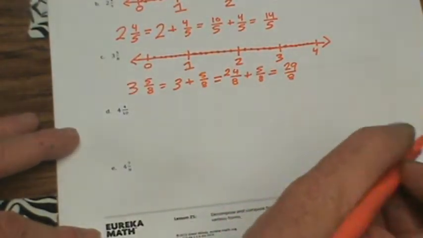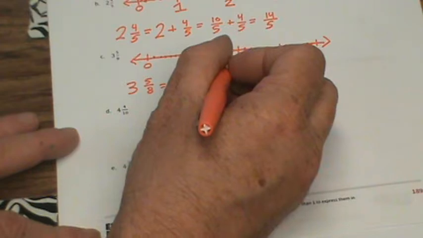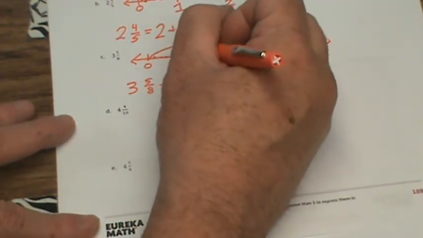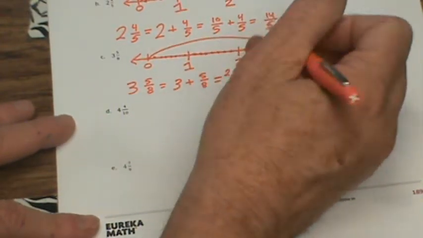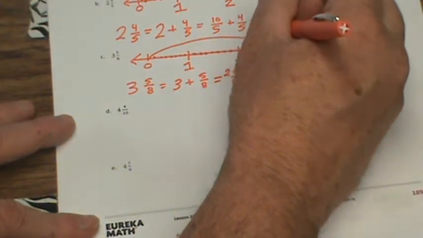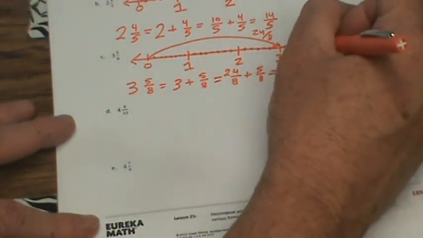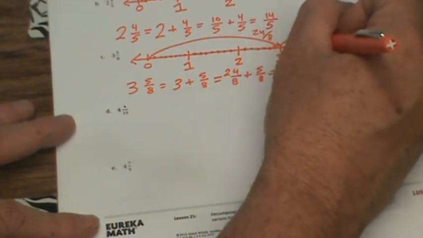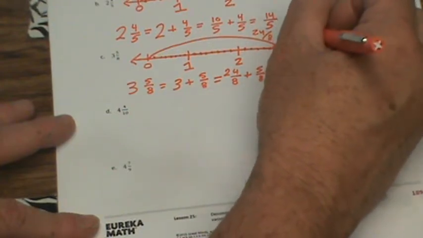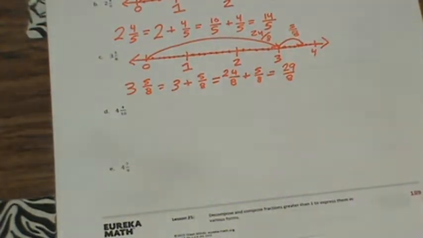Let's take a look. 8, 16, 24. So there's my 24/8, and we add on 5/8. 1, 2, 3, 4, 5. I can hardly see those 8s, they're so tiny. And it looks like we get 3 5/8.